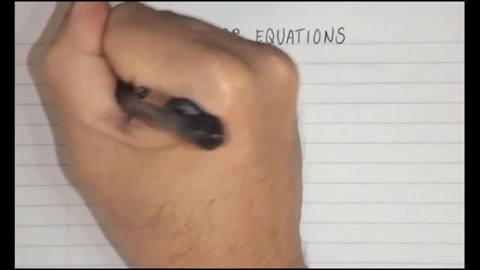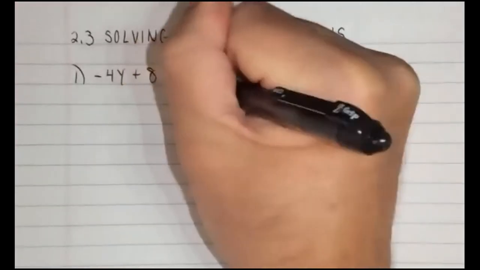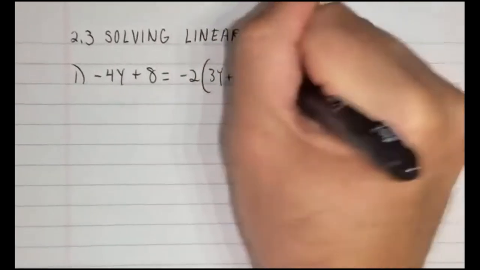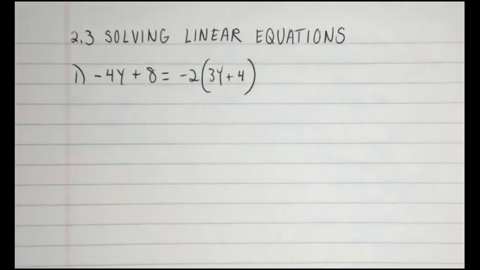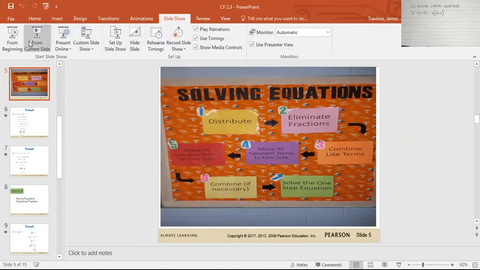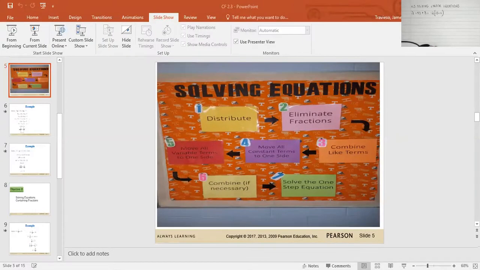All right, so first example, negative 4y plus 8 equals negative 2, 3y plus 4. And actually, before we get too into that, I do want to show you a slide from the PowerPoint that I think is very important. And it's this one right here.